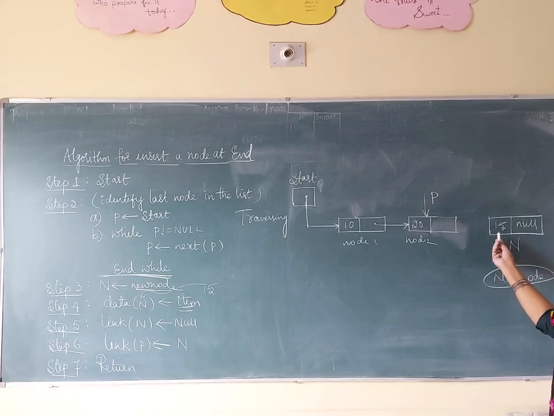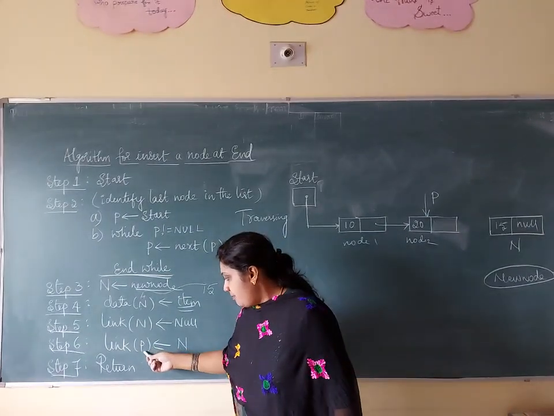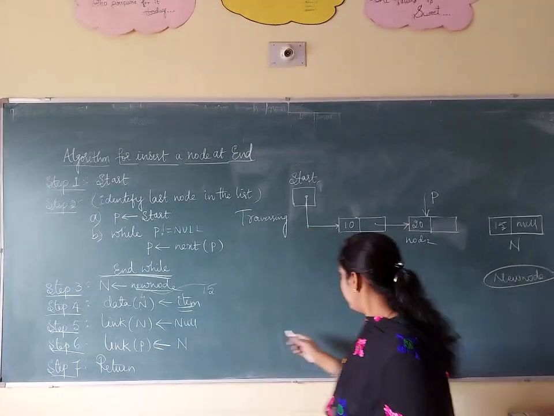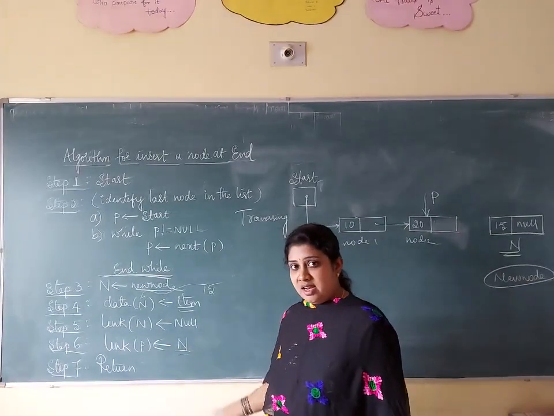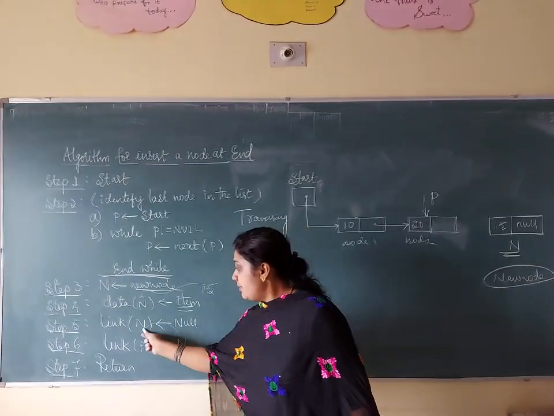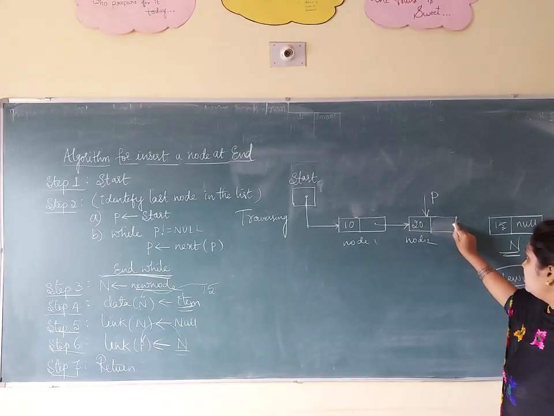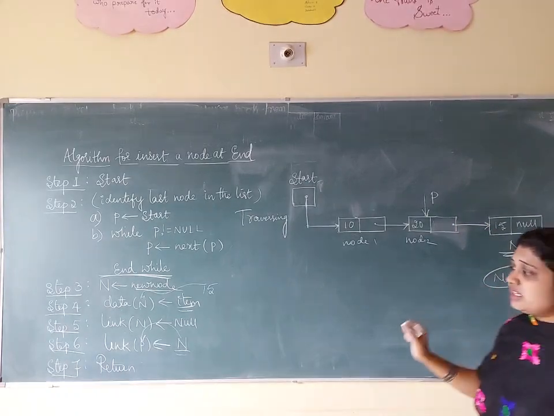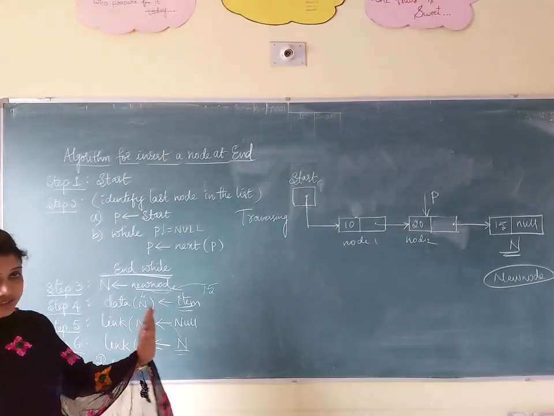Now what will happen? You have to link this last node to the new node. That is for this one. So link of P is pointing to n. In the sense, the link of the previous node is pointing to the new node n. So the link of the previous node, now this node holds the address of the new node. Then it returns the new node. Okay, so this is the concept.